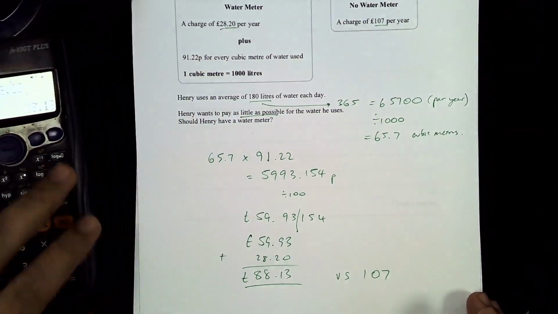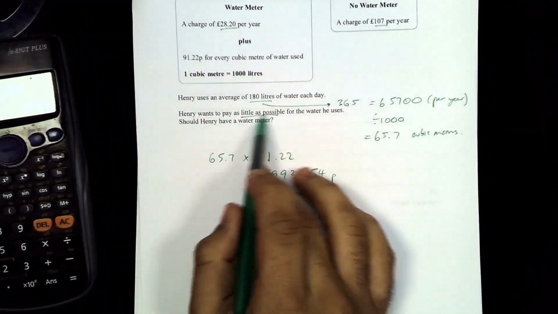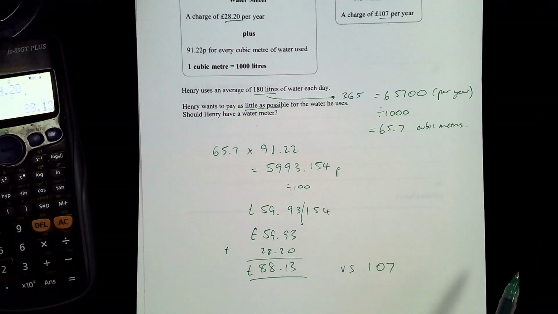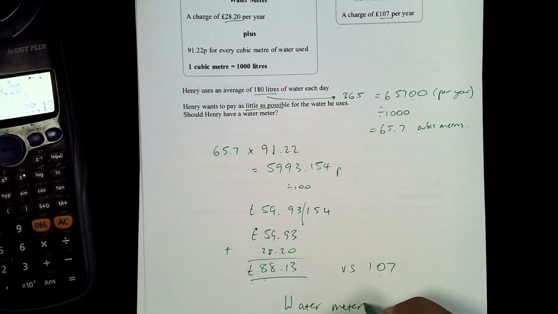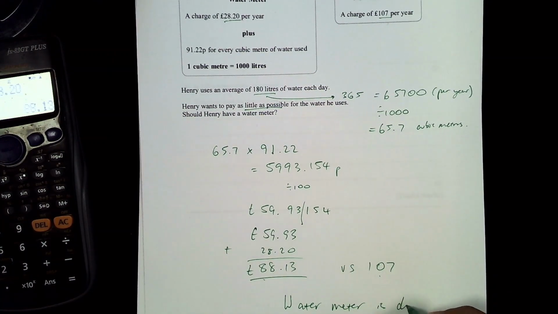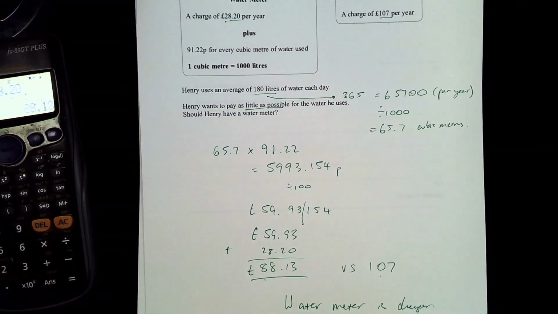Okay? And what you've got to answer is, remember, he wants to pay as little as possible. So which one of these two options is cheaper? Water meter or no water meter? Answer, obviously, is water meter is cheaper.